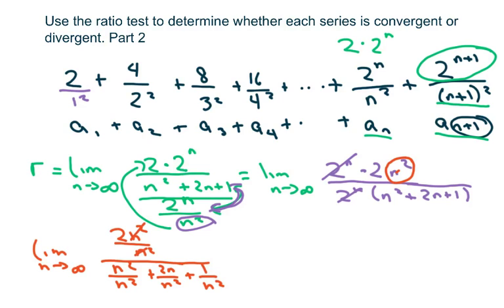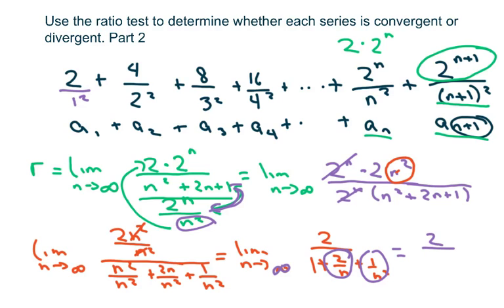Now this leaves 2 in the numerator, and the denominator you're going to get 1 plus 2 over n plus 1 over n squared. And from our knowledge of limits, we know that when you take these two, the limit as n approaches infinity are 0. So this is going to be 2 over 1 plus 0 plus 0, which equals 2. So since my r equals 2, an absolute value of 2 is not less than 1, this series is divergent.